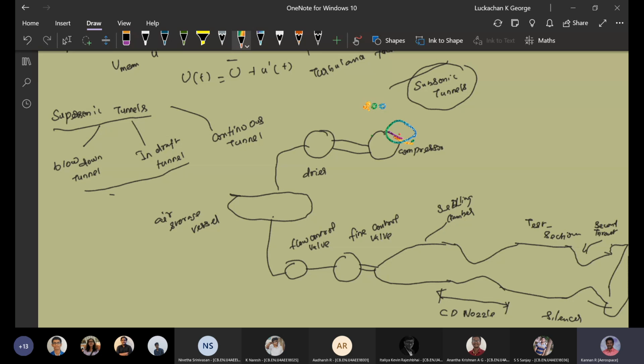Here you need to see mainly the dew point. Then the dried air goes to the air storage vessel, where we store it. In the air storage vessel there will be a pressure relief valve, the PRV, a pressure gauge for indication, and also a drain valve.